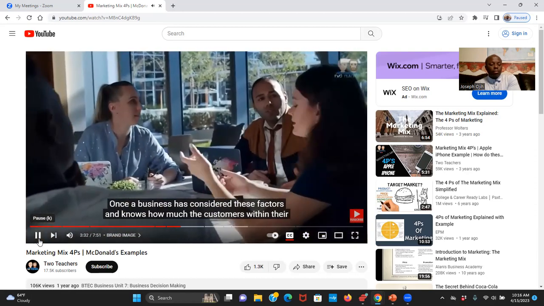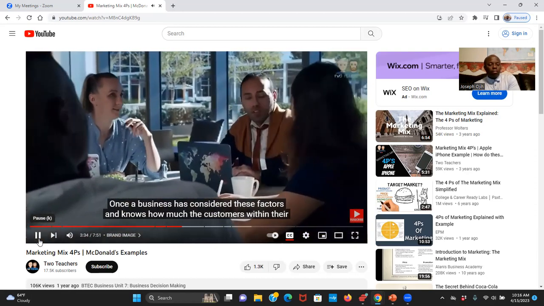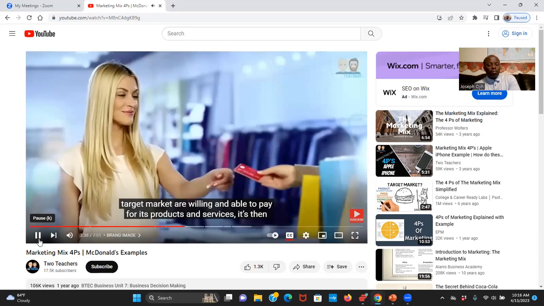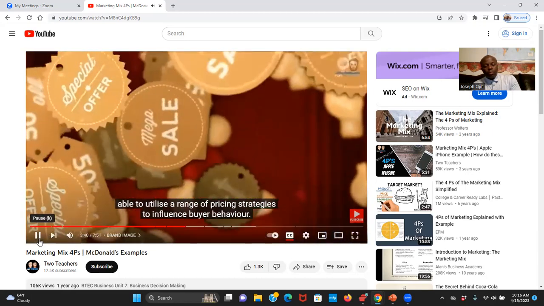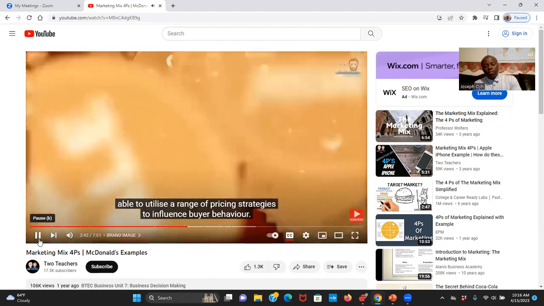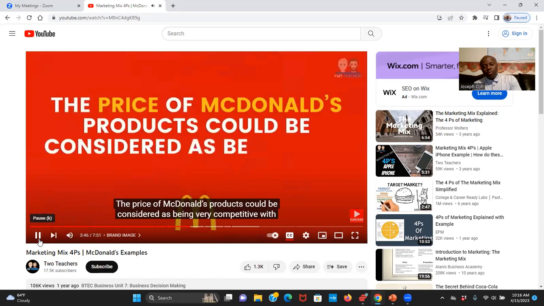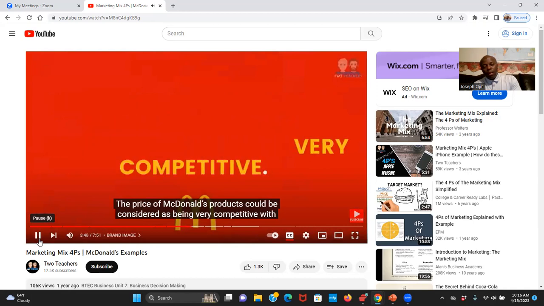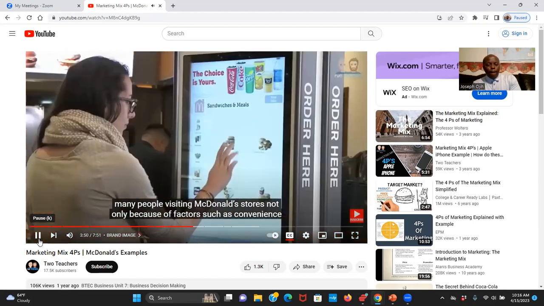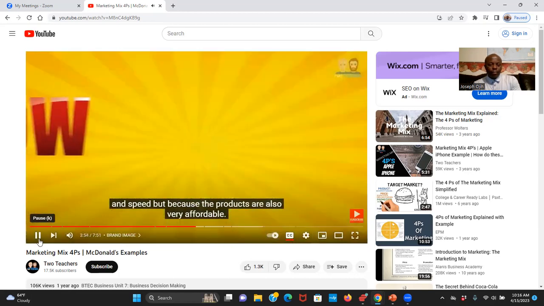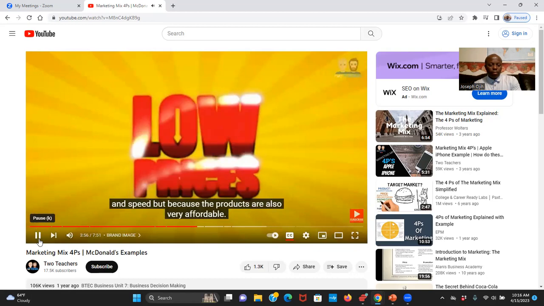Once a business has considered these factors and knows how much the customers within their target market are willing and able to pay for its products and services, it's then able to utilise a range of pricing strategies to influence buyer behaviour. The price of McDonald's products could be considered as very competitive, with many people visiting McDonald's stores not only because of factors such as convenience and speed, but because the products are also very affordable.